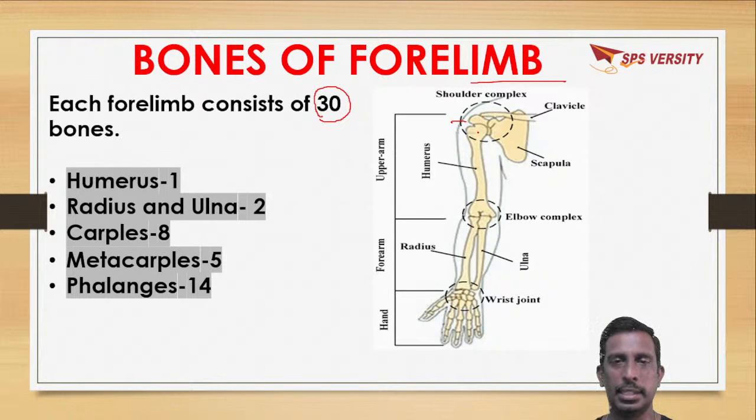So here you can see, if you start from the bones: humerus 1, radius-ulna 1, carpals 8, metacarpals 5, and phalanges 14. Total, if you count this, we'll get 30 bones.